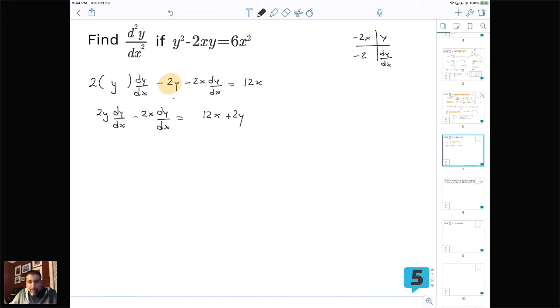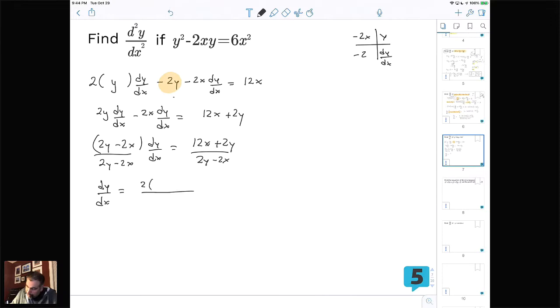All right. So hopefully everyone's feeling good about this. We're going to factor out that dy over dx, which again is the key step here. And that's going to give us dy over dx times (2y minus 2x) equals 12x plus 2y. And now we're going to divide both sides by the 2y minus 2x. And as we do this, we'll probably factor out a 2 from the top and the bottom. And we'll end up with 6x plus y on the top. We'll end up with 2 times y minus x on the bottom. And that will simplify to 6x plus y over y minus x.